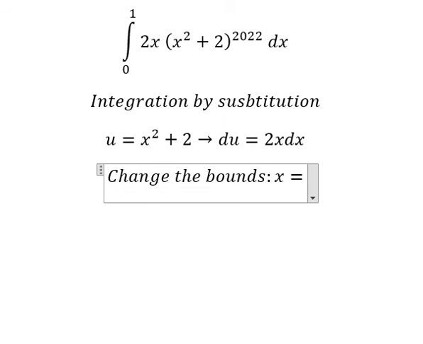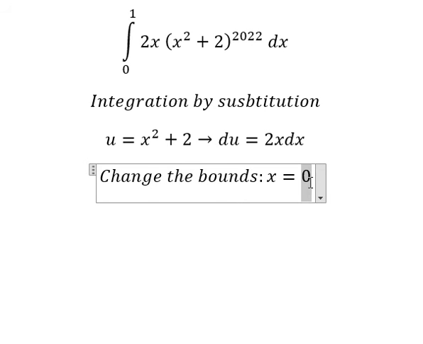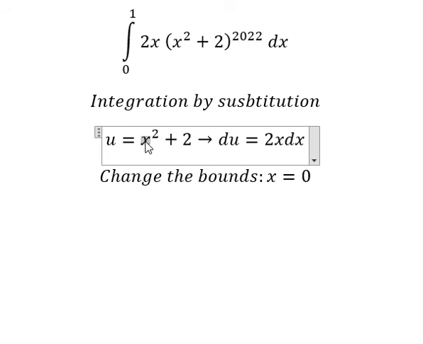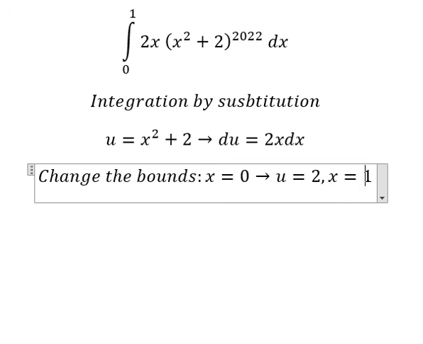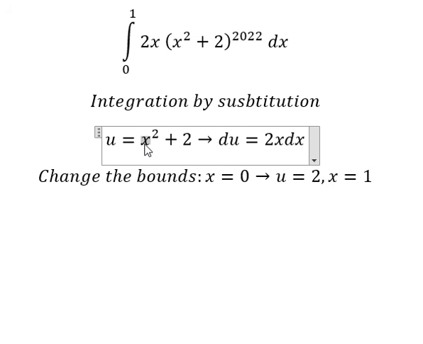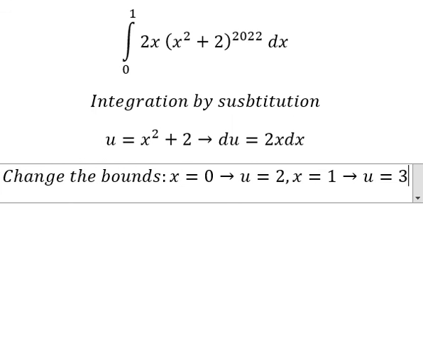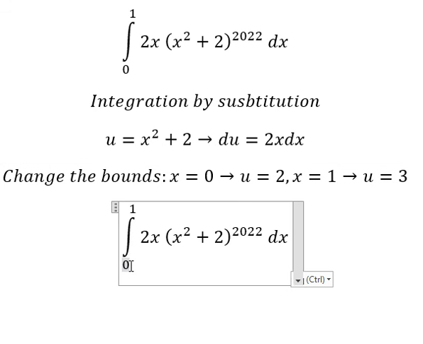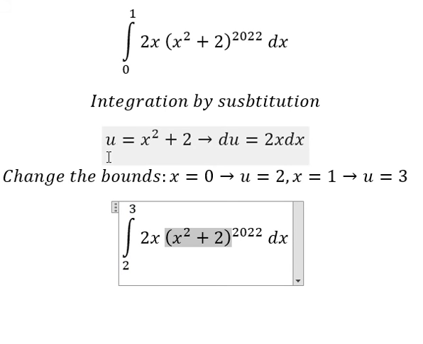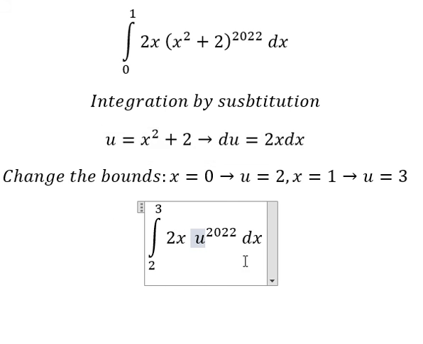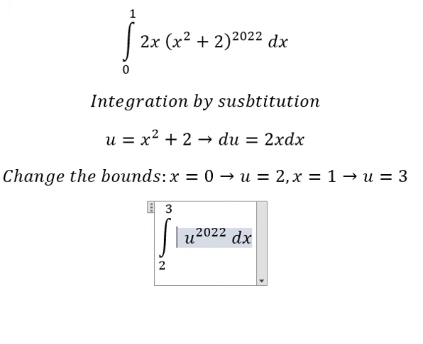When x equals number 0, I will put number 0 in here. So 0 squared plus 2, we have u equals number 2. When x equals number 1, I will put number 1 in here. 1 squared plus 2, we have number 3. So 0 we change to number 2, number 1 we change to number 3. This one we change to u. 2x dx we change to du.